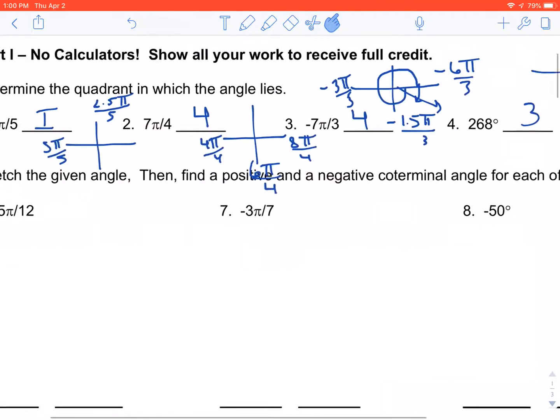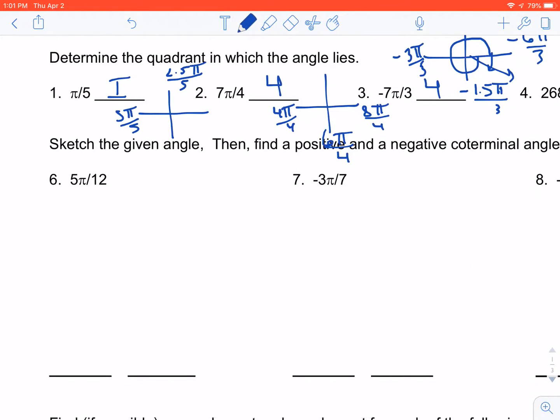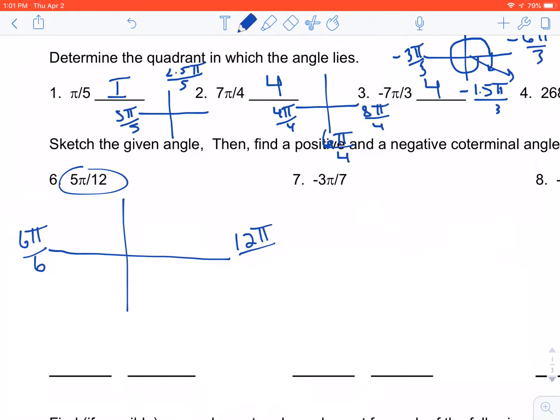Okay, the next questions wanted you to sketch the angle, and that's where some students didn't do as good of a job sketching. I want to see the sketch of this angle. So if this is 6 pi over 6, all the way around is 12 pi over 6. So 5 pi over 6, or sorry, 12. I'm not sure why I'm doing it in 6s. But since this is in 12s, I'm going to do that road map the same way, but I'm going to do it in 12s.